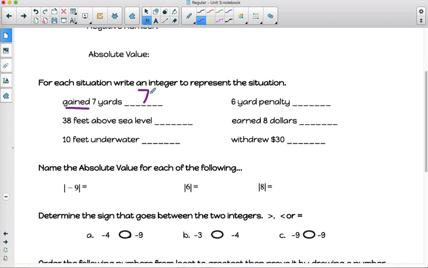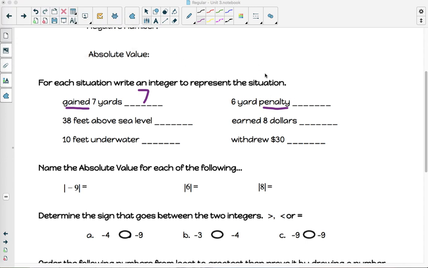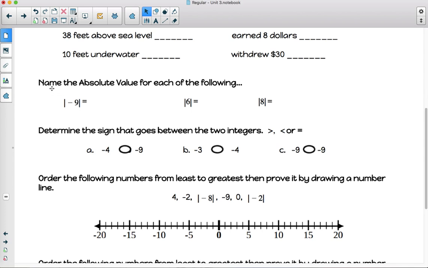Either way is fine. But if I go next door here, I see a 6-yard penalty. A penalty is a negative thing, so when I'm writing an example for this integer, I'm going to write -6. Again, penalty is a negative thing, so we need to put that negative in front. You're going to have to do those 4 by yourself. Then in the next section, name the absolute value for each of the following. You have 3 that you have to do there.